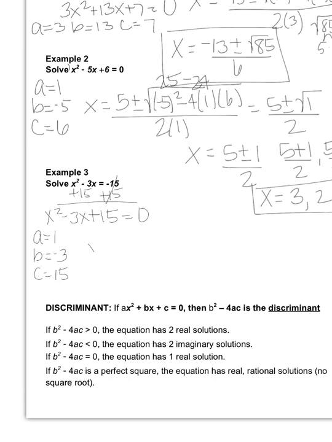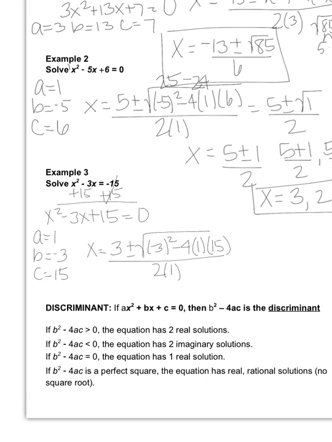Okay, so we're plugging in x equals negative b. B is already a negative, so that will make it positive 3 there. Plus and minus the square root of negative 3 squared minus 4 times 1 times 15, over 2 times a, which is 1.